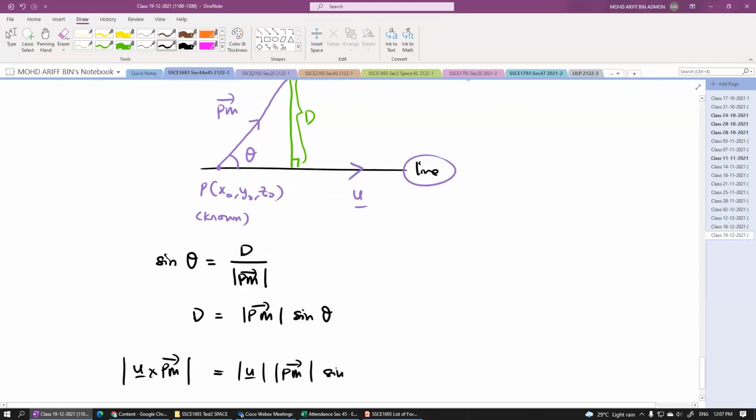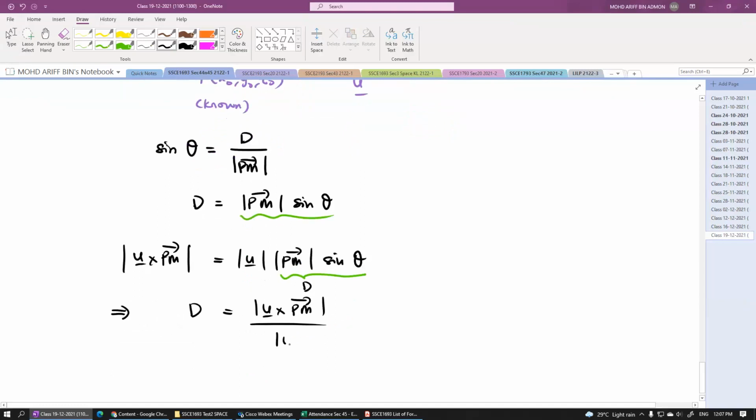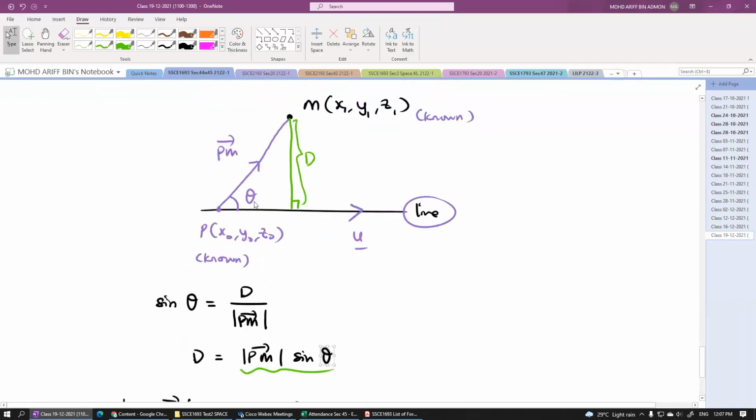Using the formula from our cross product, this is our formula. Don't forget the magnitude of U cross PM. So PM sine theta is similar here, and we can represent PM sine theta as our D. So you may write D equals the magnitude of U cross PM over the magnitude of U. This is if you do not have any information regarding the angle.